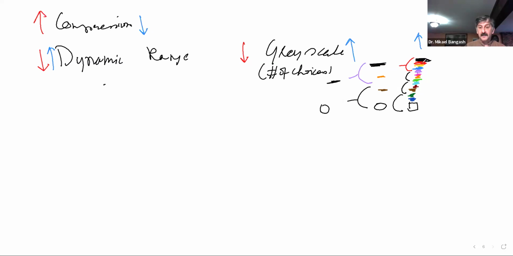So when I went from this scale to this, it got compressed on this level here, and it even got more compressed. So the more we compress, the smaller our dynamic range gets, or the lesser the number of choices of gray.